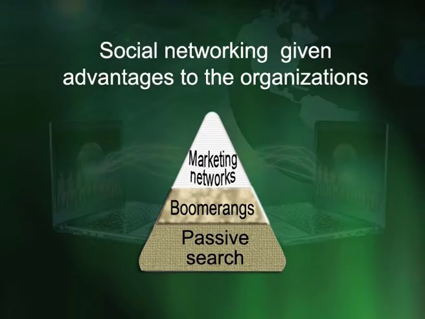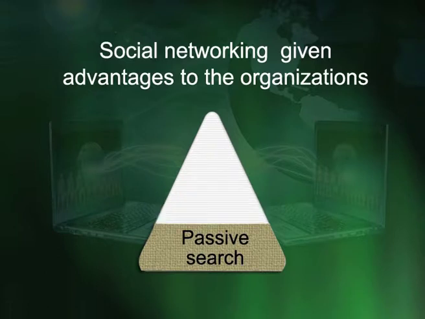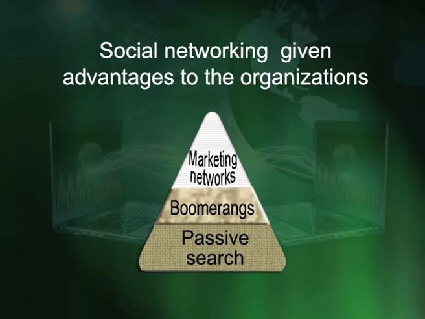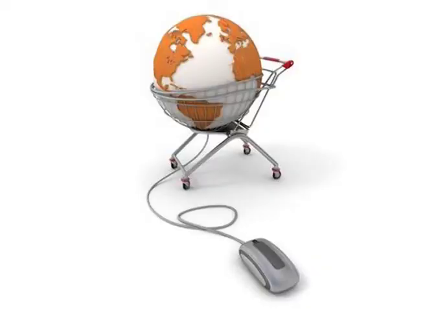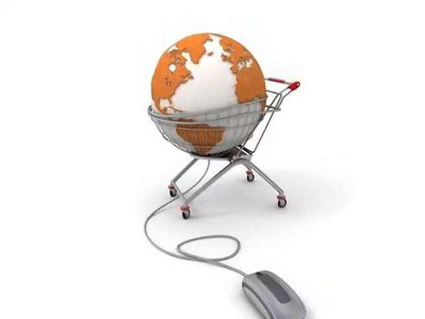The organizations are virtually getting connected because of social networking. Let's see in this pyramid where social networking has given advantages to the organization. You have passive search, you have boomerangs and you have marketing networks. Now, passive search is a search through computers of the employees and the people who have the best capabilities connected together. Like Google search is designing a Wikipedia where knowledge is required.